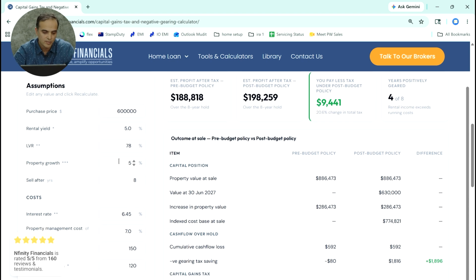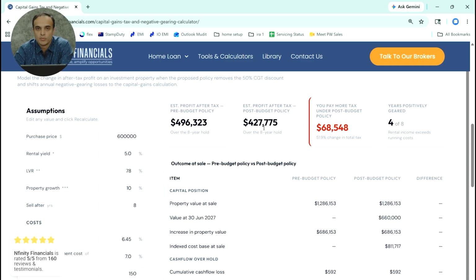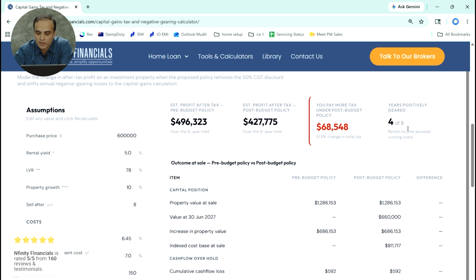Not a big difference, but if you assume a higher growth of 10%, with inflation of 3%, then you make a good profit. Under the previous policy you could have been closer to 500k, which is 496k here, and under the new policy it will be 427 grand. So you're paying $68,000 extra tax, but you're still making close to 400 plus k after tax. This is the profit, and this property also becomes positively geared after 4 years.